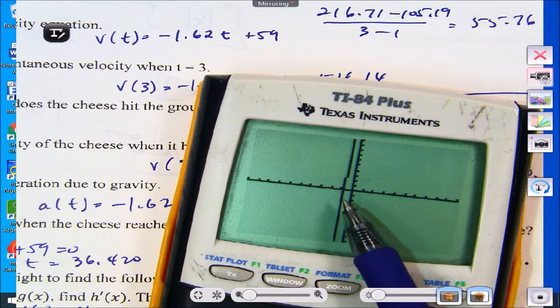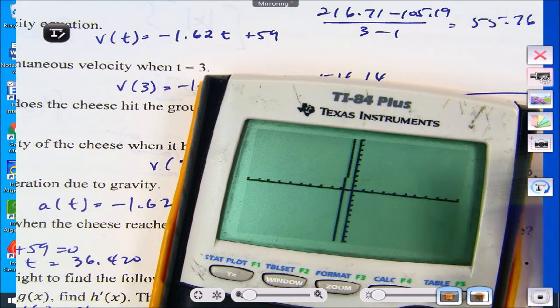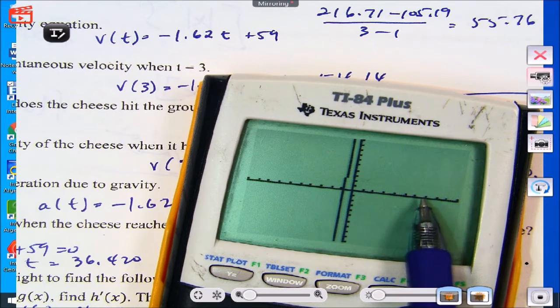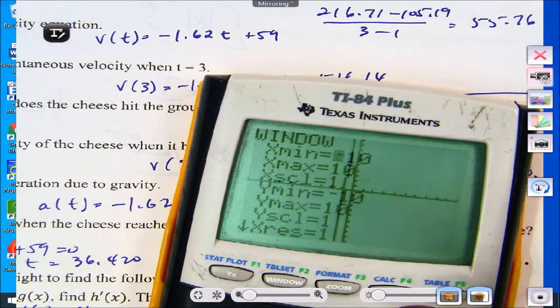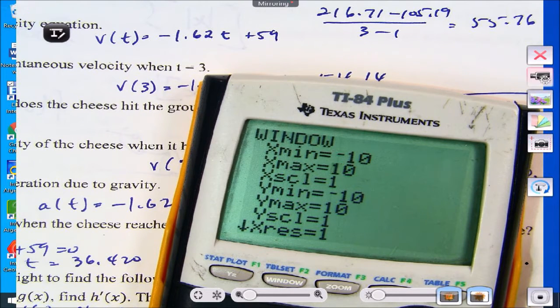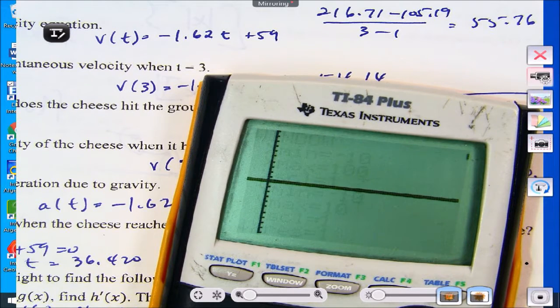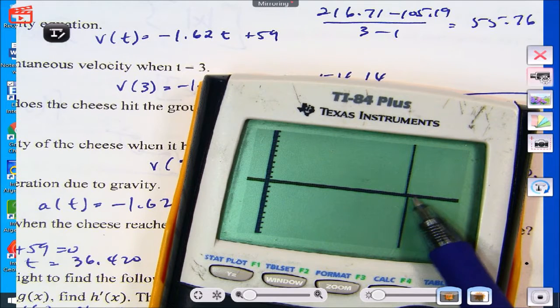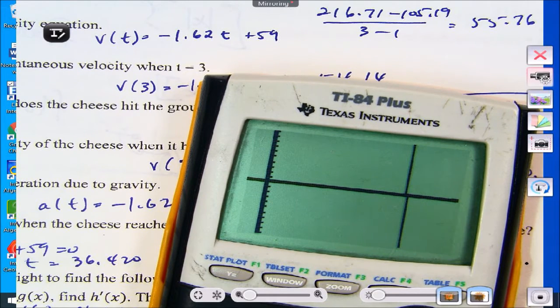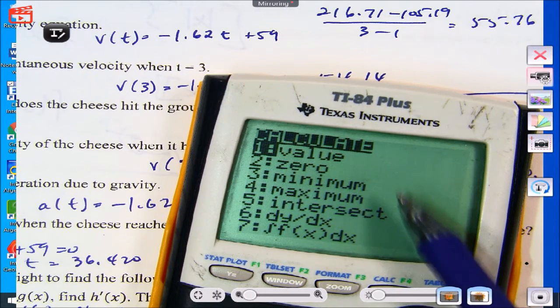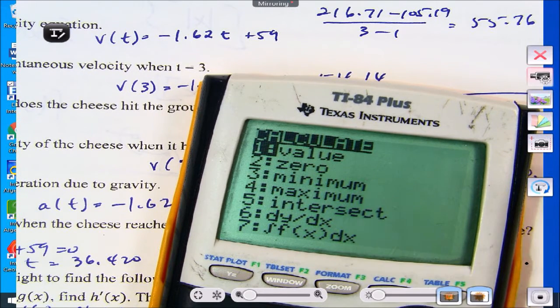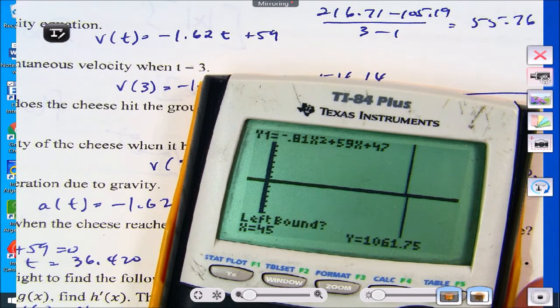So you can't go backwards in time, so you're going to reject that one. And then you go, oh, so the answer must be way over here somewhere. So you go to window and hope for a bigger number of x. So let's go 100 for x, and then graph it. And there's the other one, right? And you're allowed to do second calc, and go for the zero.